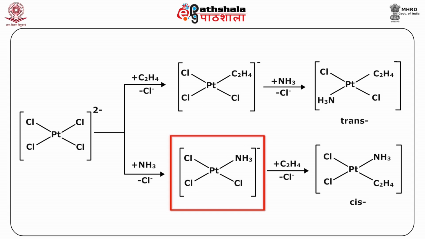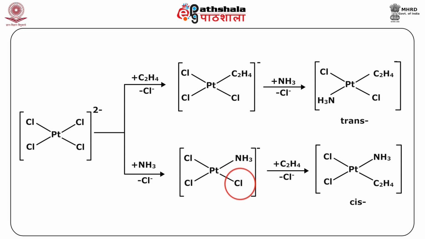PtCl3 ammonia complex forms, and now treat it with the C2H4 ethylene system, and it will join at the cis position of ammonia because chlorine has greater trans directing power than ammonia. So this is another beauty: we can synthesize cis and trans products of platinum complexes.